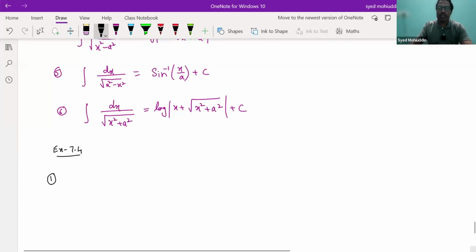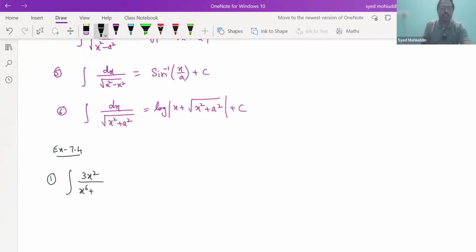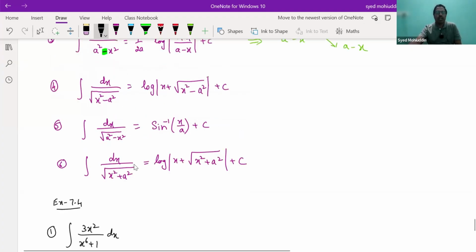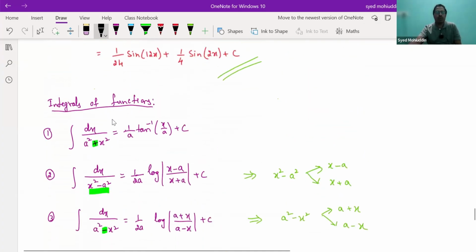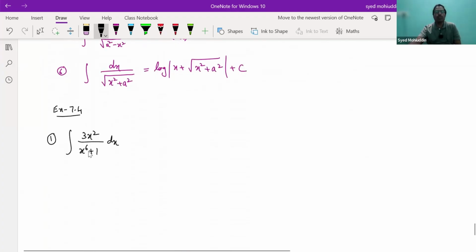The question says integrate 3x squared divided by x power of 6 plus 1. We need to integrate this with respect to dx. Now the question is, in the numerator you have x, and in the denominator you also have x. So can you find any direct formula? A direct formula is not there over here. So directly we cannot use this formula.